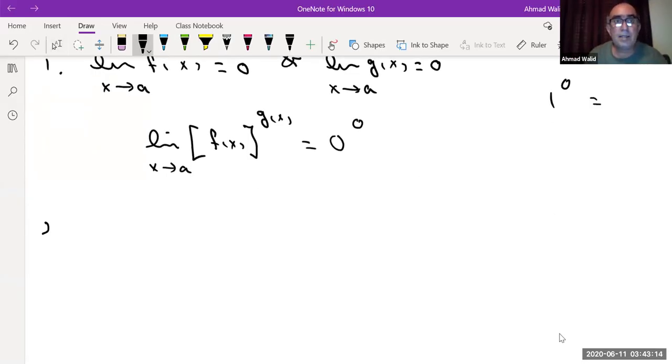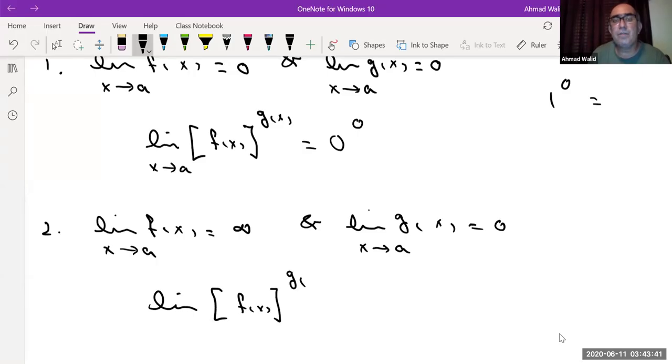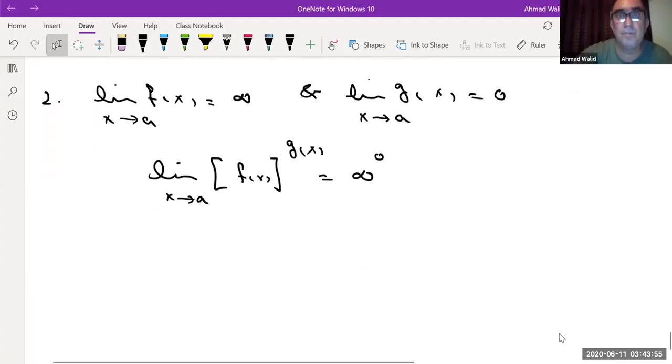Number two, it can happen like this. If the limit of f of x as x approaching a gives you, let's say, infinity, and the limit of g of x as x approaching a gives you 0, then the limit of f of x to the power of g of x as x approaching a will give you infinity to the power of 0, which is the second form of indeterminate powers.